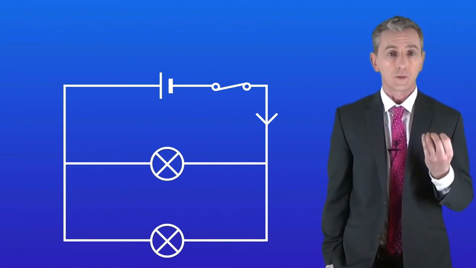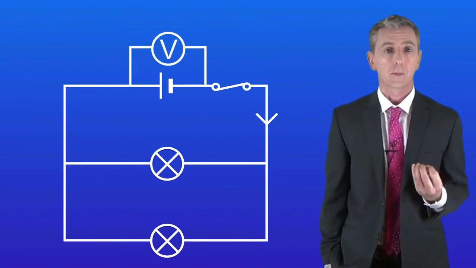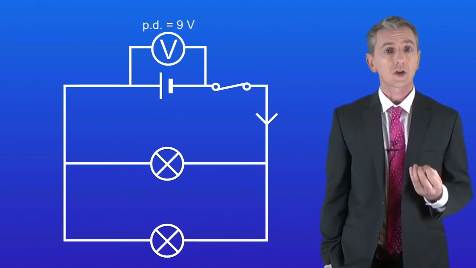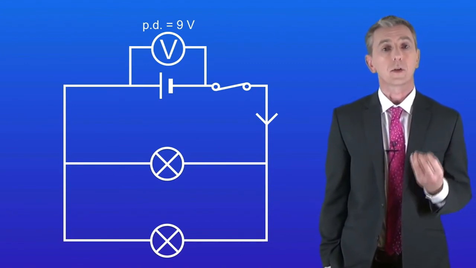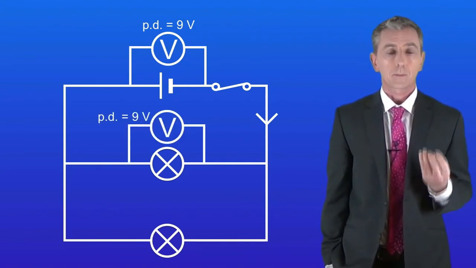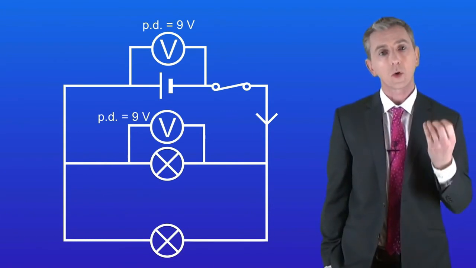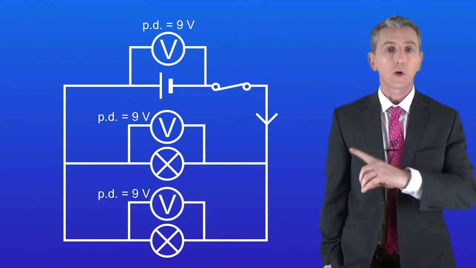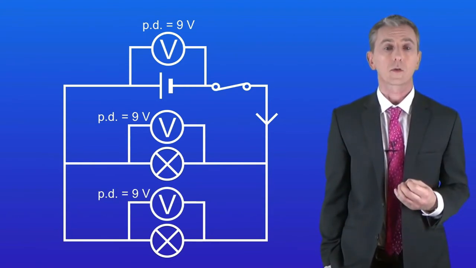Like before, I can use a voltmeter to measure the potential difference across the cell, and there's the voltmeter. Let's say that the potential difference across the cell is 9 volts. So what will the potential difference be across the bulbs in the two branches? Well, let's use a voltmeter to measure the potential difference across this bulb. So here's my voltmeter, and I find that the potential difference across this bulb is 9 volts. So let's see what the potential difference is across the bulb in the other branch. Here's my voltmeter. We find that the potential difference in this branch is also 9 volts.